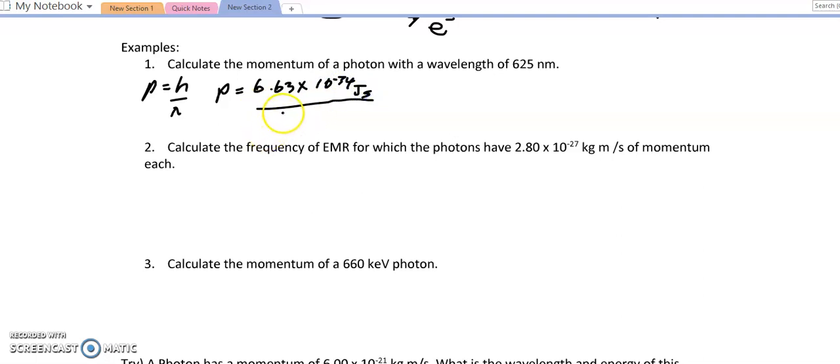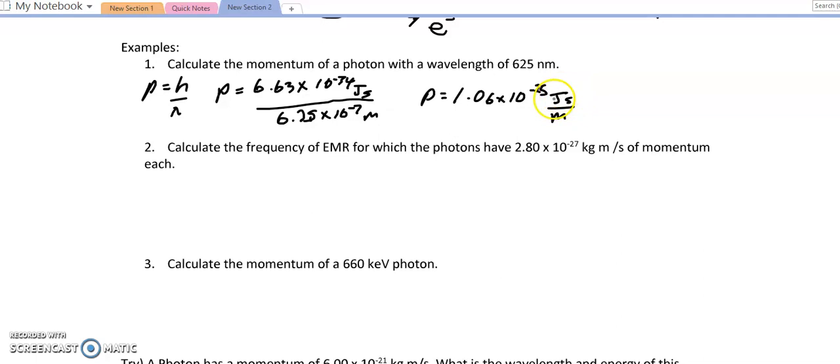And we're going to divide that by 6.25 times 10 to the negative 7 meters. So when you calculate that out, you wind up with 1.06 times 10 to the negative 25 joule seconds per meter.